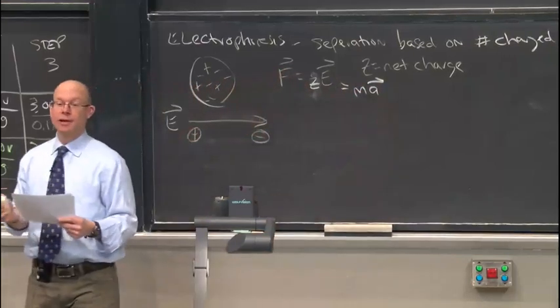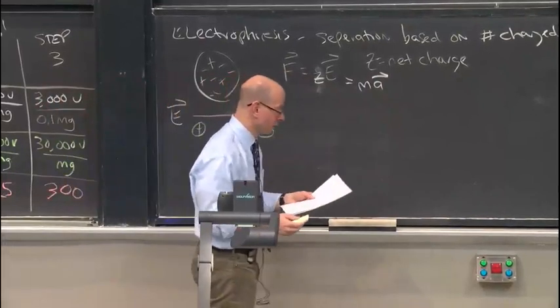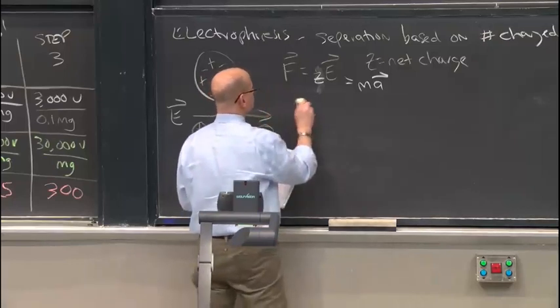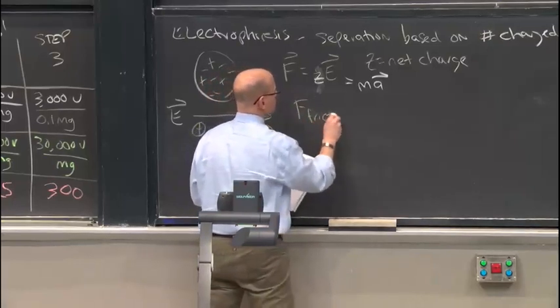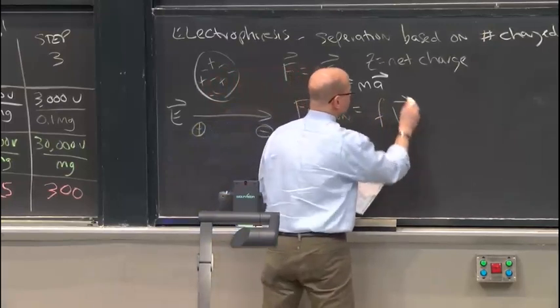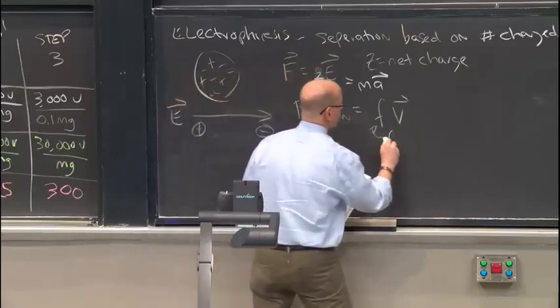So now what's going to happen? That particle is going to move faster and faster and faster in that electric field, except it's going to be opposed by a frictional force. So the frictional force that's going to oppose the movement, we'll call it F friction, is simply equal to f times v. v is, of course, the velocity here, and f is this frictional coefficient.